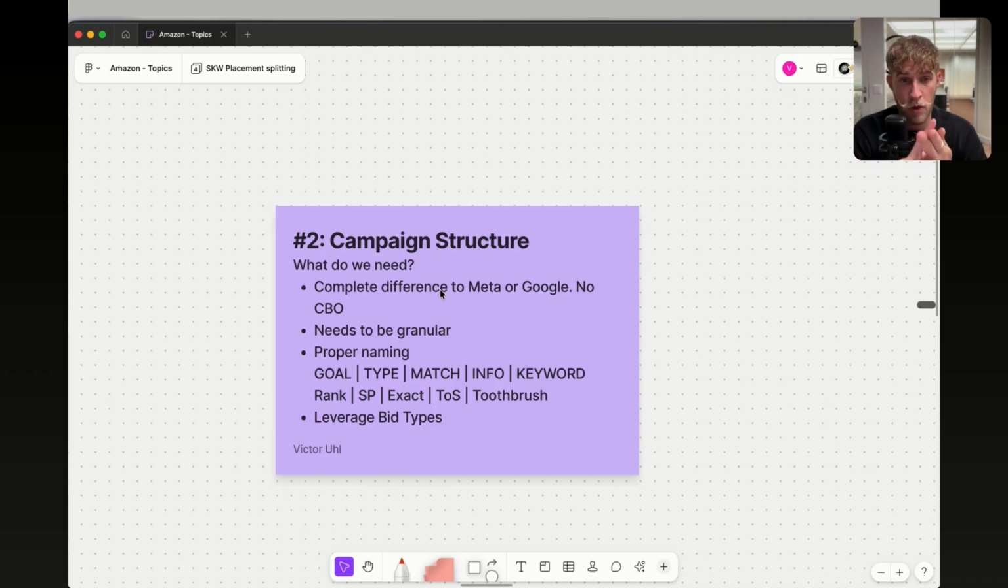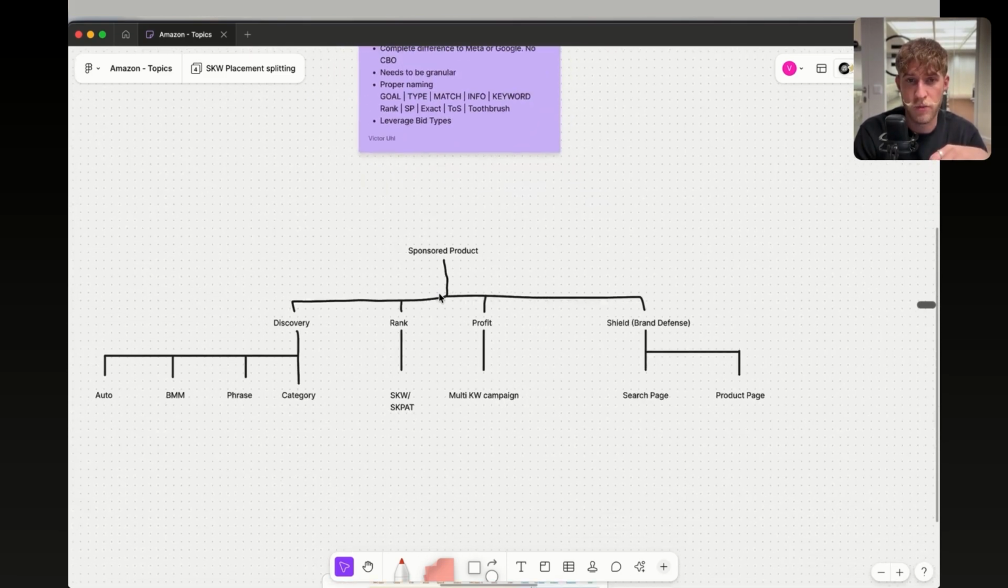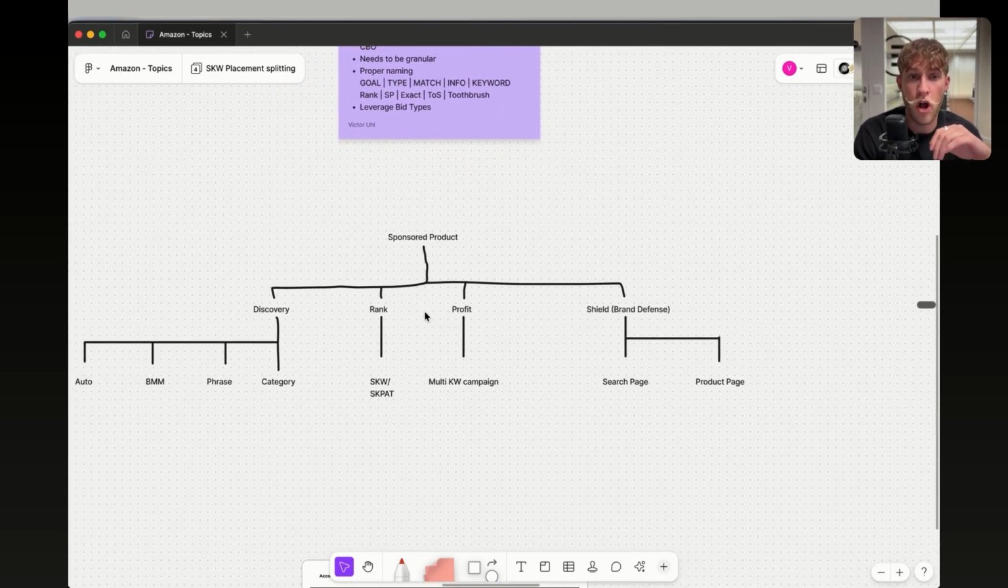We need to have also proper naming. I personally recommend you put your goal. About the goals, I'll show you in a second, the type, match, info, keyword. So for example, it's a rank campaign for sponsored products, sponsored display, exact, top of the search, toothbrush. That's a keyword. And then we have to leverage bid types. I will tell you the baseline behind that in a second as well. This is here just for sponsored products, but you can take it to all different levels.